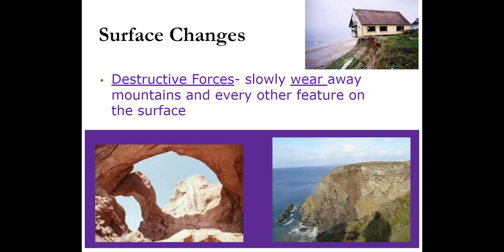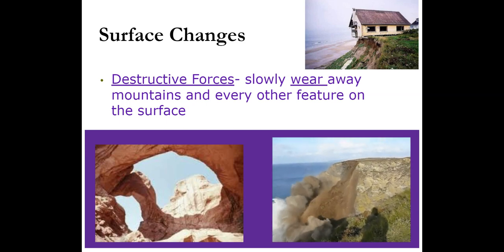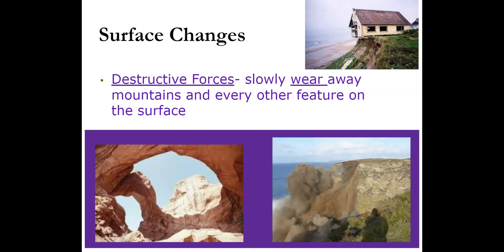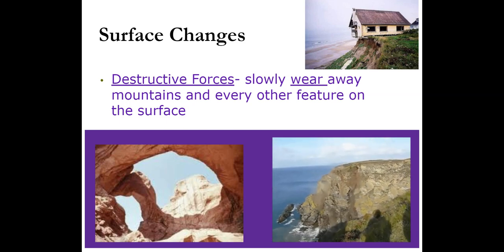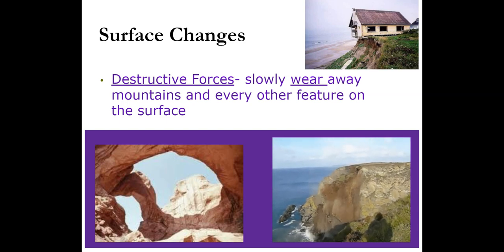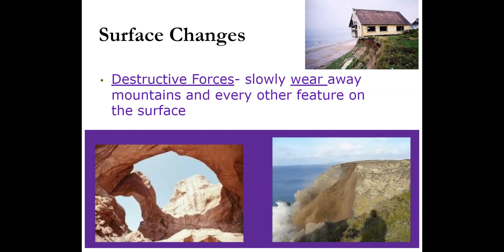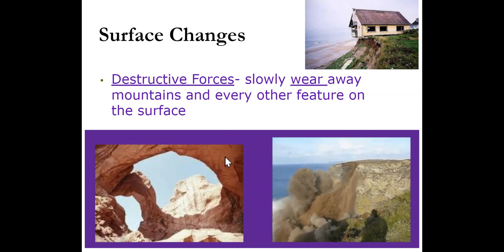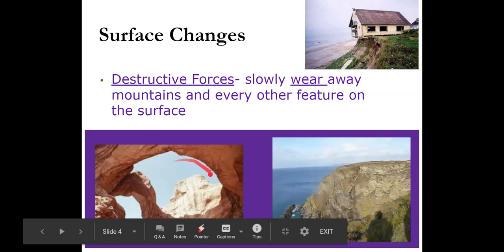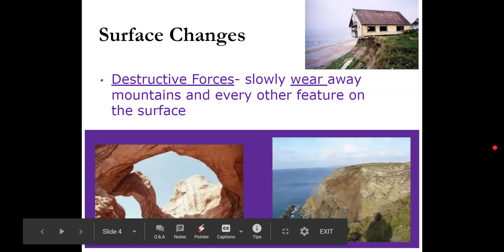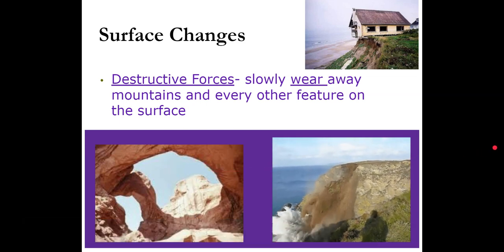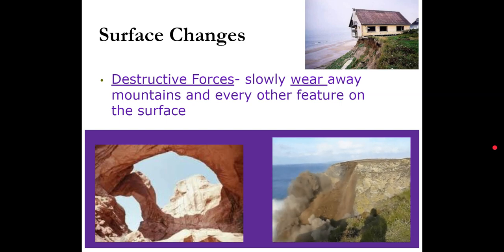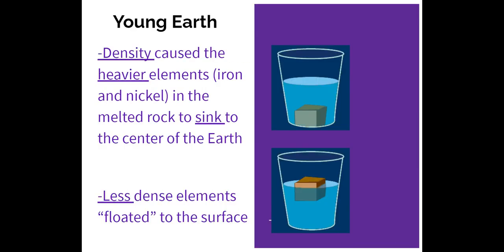Now you can see the bottom right, the GIF there, that you can see some destructive forces happening in real time. And that was due to water eroding away the bottom. And once the bottom gave way, it eroded away the rest. At the bottom left, you can see that sand carried by wind has been eroding away the side of that mountain, and that landscape has been changed.